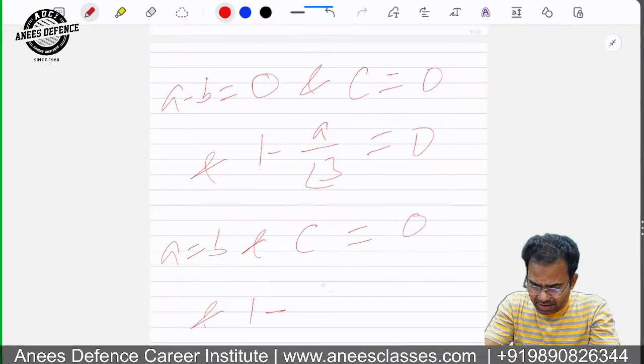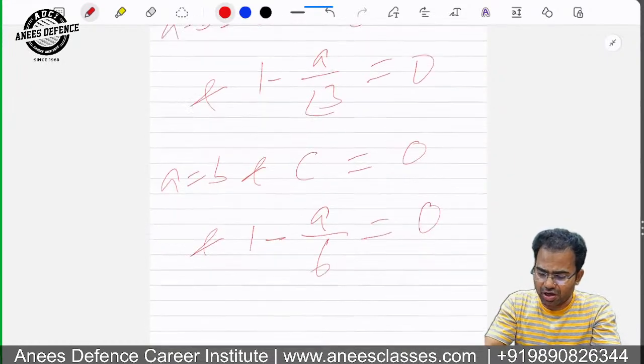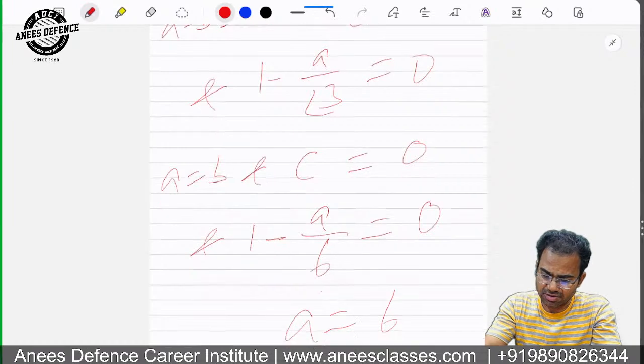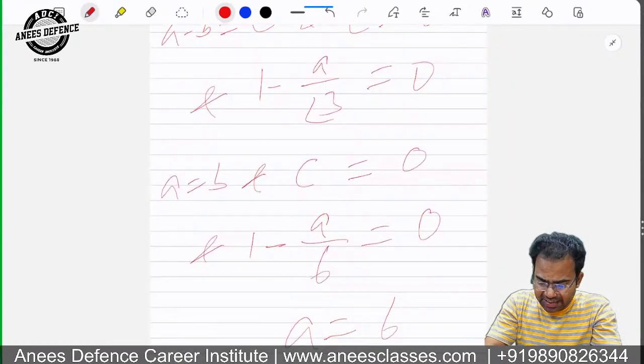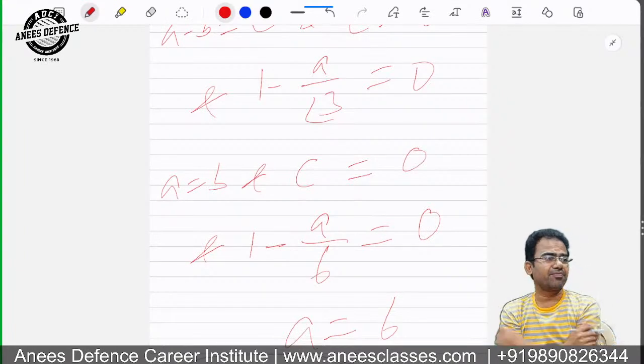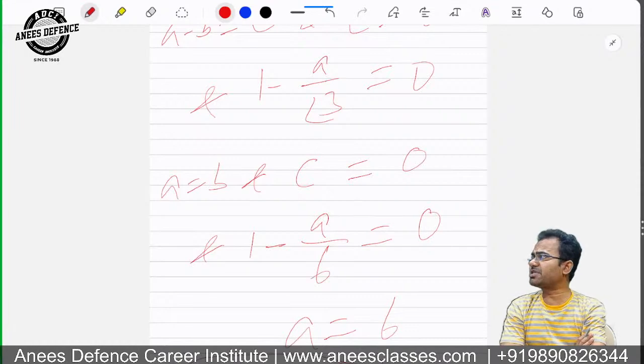1 minus a upon factorial 3 equal to 0, factorial 3 is 6. So from here you will find a equal to 6. If you find a equal to 6, that is a equal to b equal to 6 and c equal to 0. This is your final answer. Any problem? Right? For a, b, c.